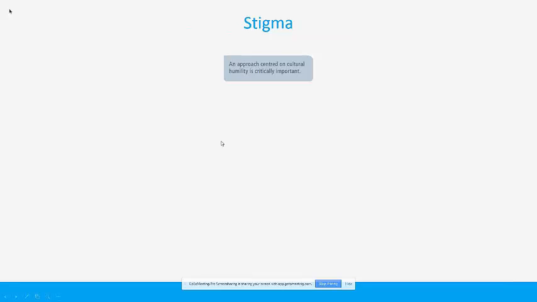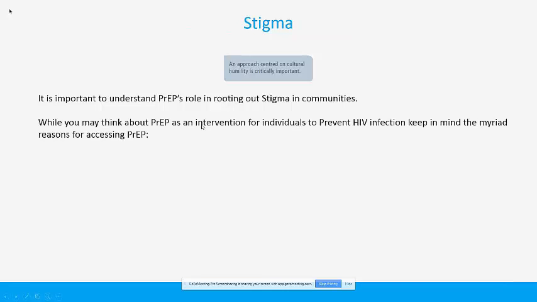And I really want to talk about the importance of understanding PrEP's role in rooting out stigma in communities and keeping that in mind, right? While you may think of PrEP as an intervention for individuals to prevent HIV infection, keep in mind the myriad reasons for accessing PrEP, right? Like, we don't think of it as something for a person that is hypersexual, having sex all the time, right? Think of HIV as something that can happen at one time.